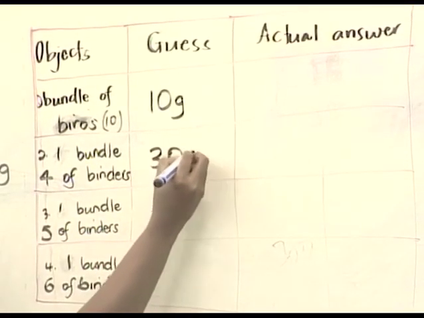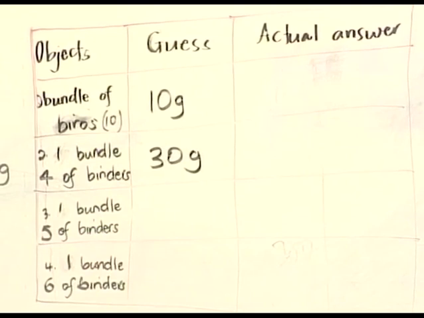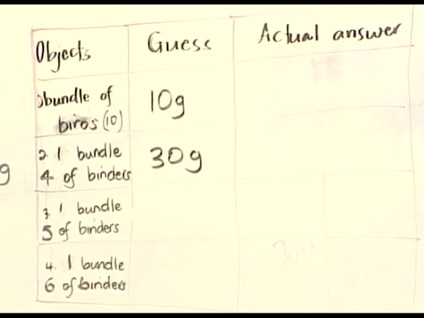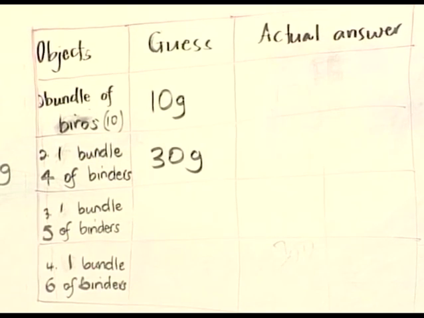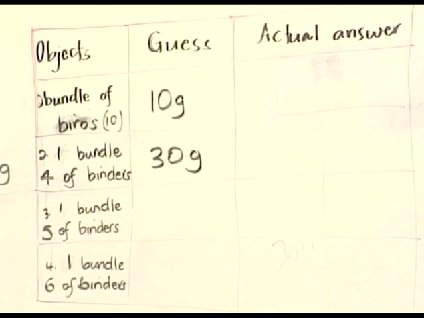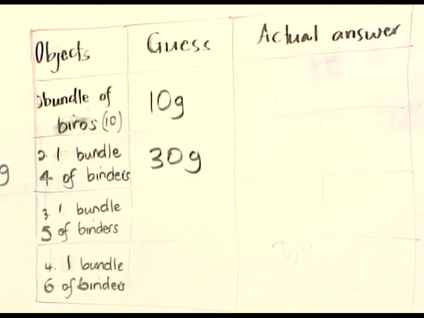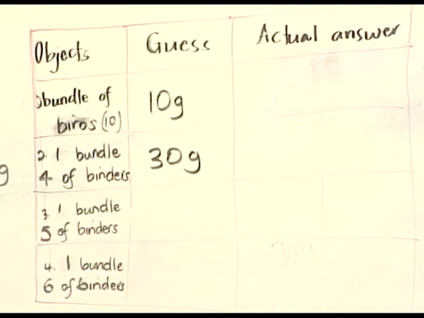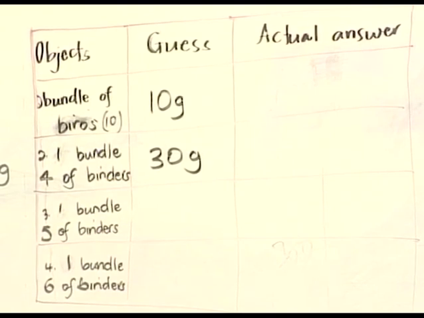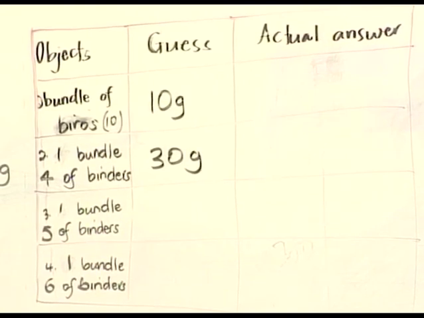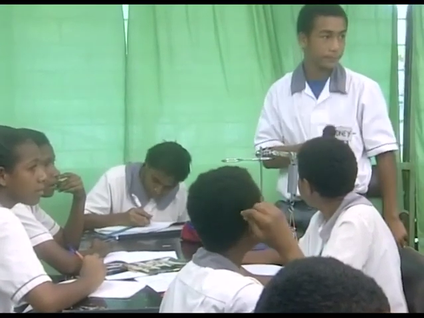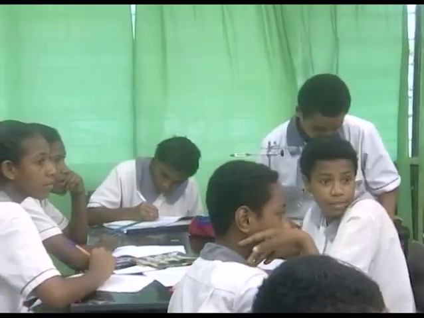Receiving students, I hope you are telling your teacher as well. Number 3, let's go to group number 8. One bundle of 5 binders. What is your guess? Don't be afraid to make mistakes. We all will make mistakes. After we measure, we will confirm our results. Rodney? 20 grams.